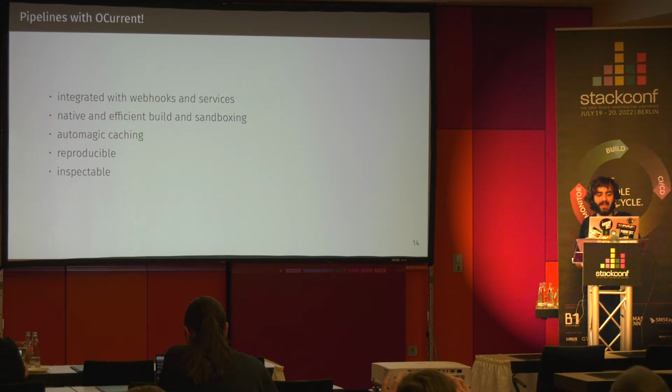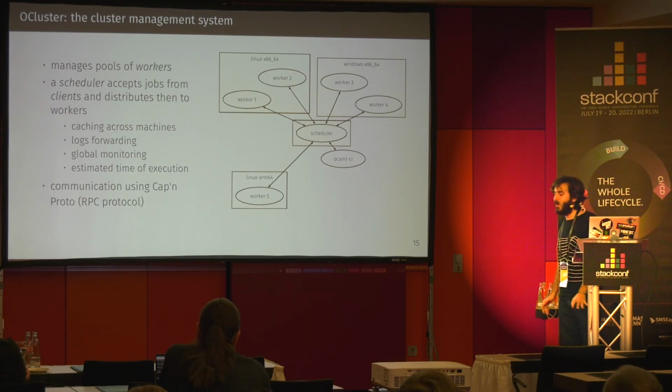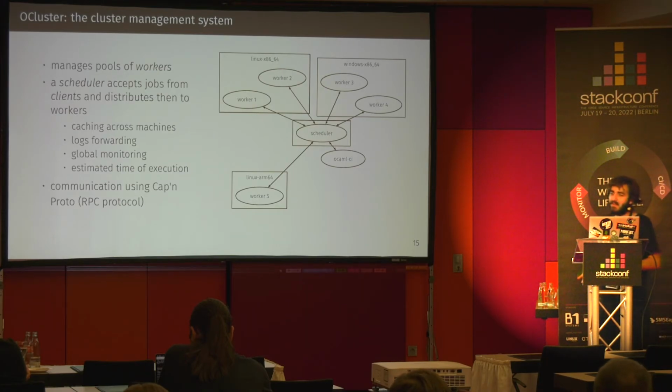Okay, now we've seen how we write them and how we execute them, and at the end, the OCluster. So what really happens behind everything. We run them on Linux, on different architectures: on AMD64, on 32 bits, on ARM, on PPC, on RISC-V. We also have ports for Windows and for macOS. And what happens is that each worker is put in a pool.